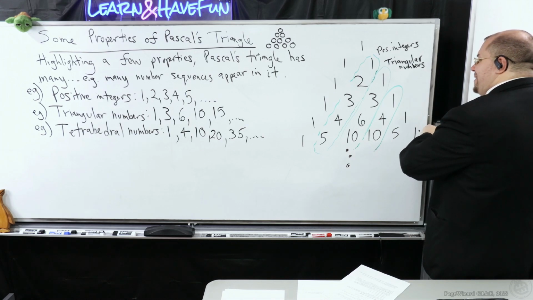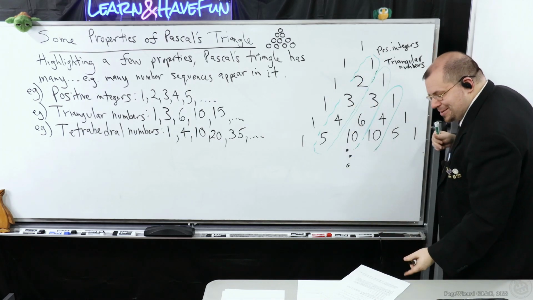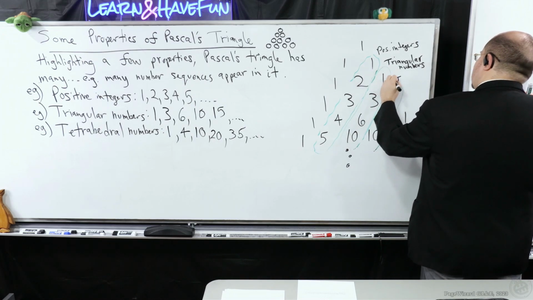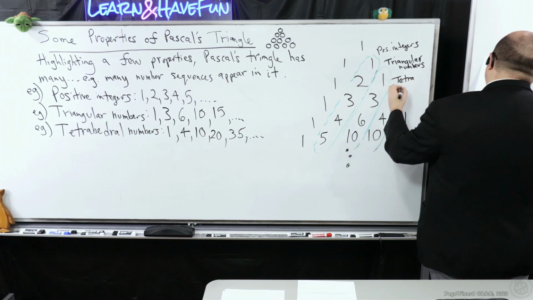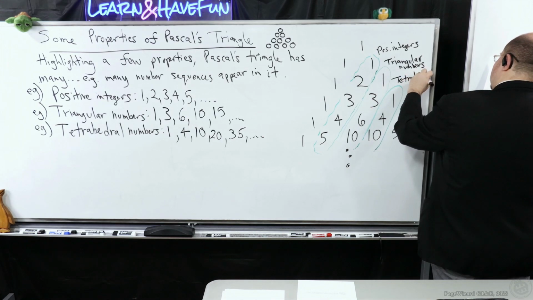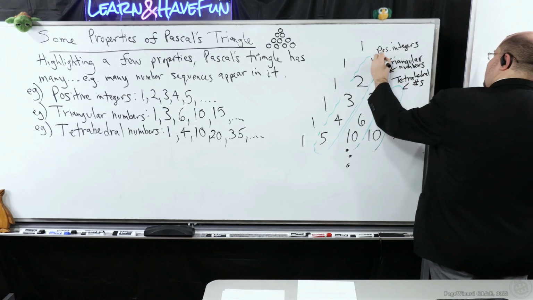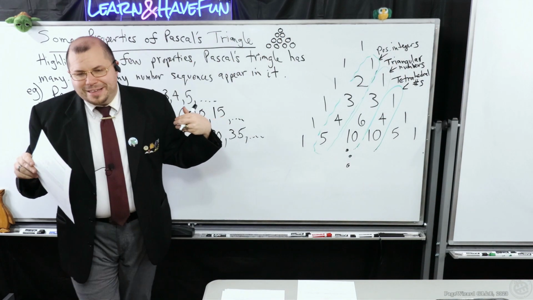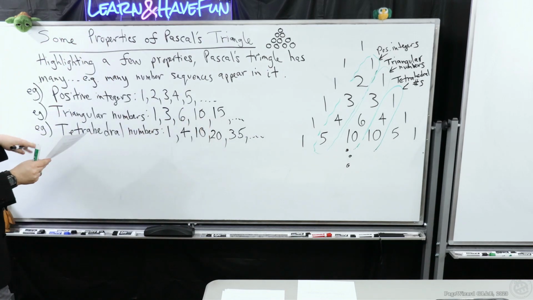You might guess quite quickly that this has something to do a little bit with geometry, but I'm not going to highlight that right here. So there's your tetrahedral numbers right there. There's a whole bunch of number sequences that pop up in this thing. These by no means are the only ones.